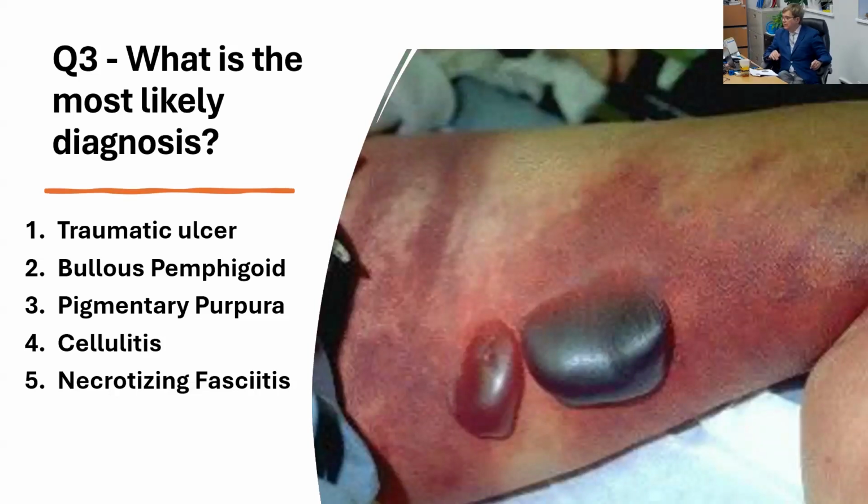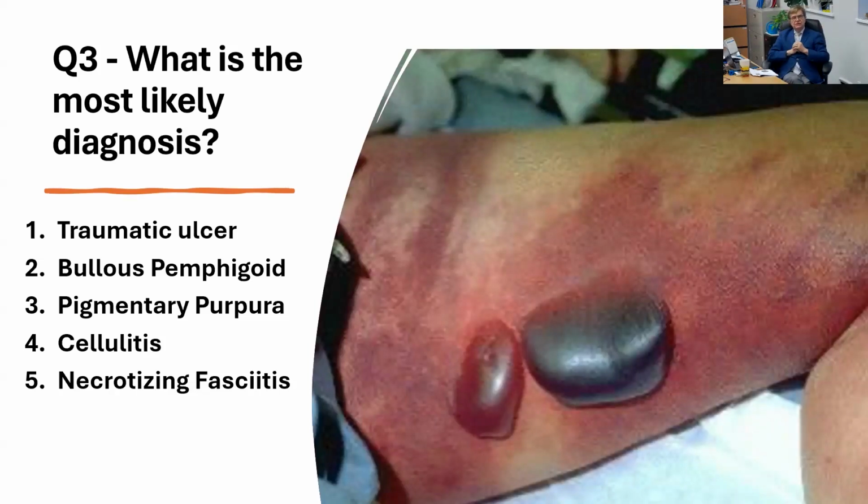What is going on here? And it looks like we got a bit of a consensus, so I'll share the results for you now. Okay, although this may look like bullous pemphigoid, there are some other characteristics which it is not. And only 5% of you got this right.